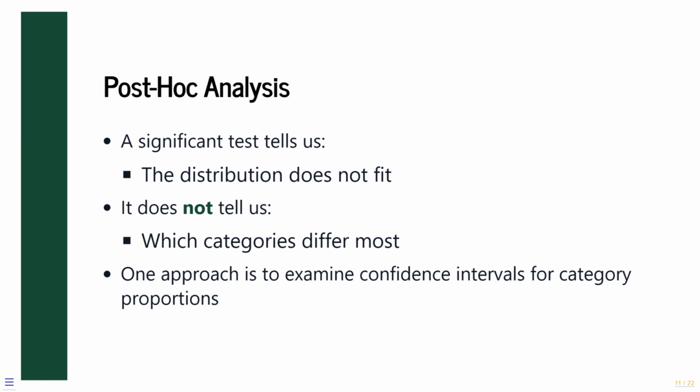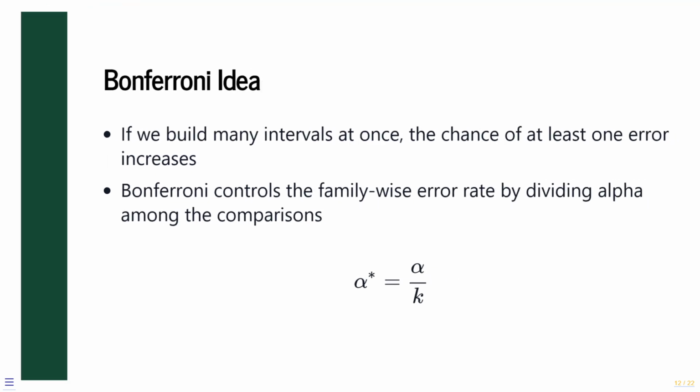If the overall test is significant, we often want to know which categories are contributing most. One option is to examine confidence intervals for the individual category proportions. When many intervals are built at once, the chance of making at least one mistake increases. The Bonferroni method controls this by dividing alpha by the number of categories.